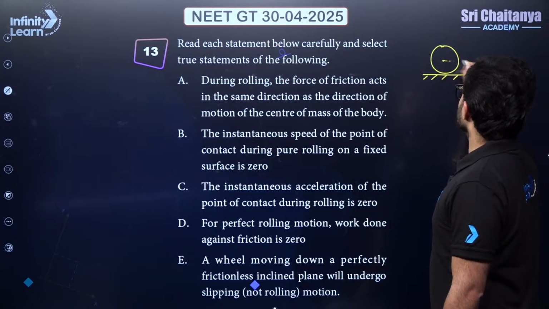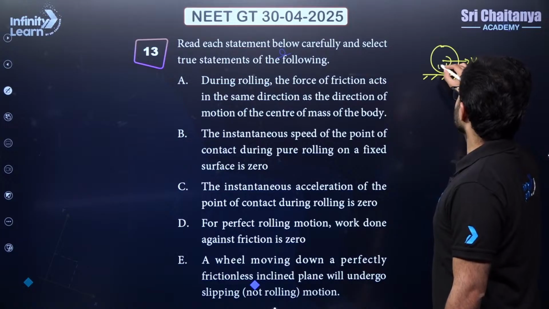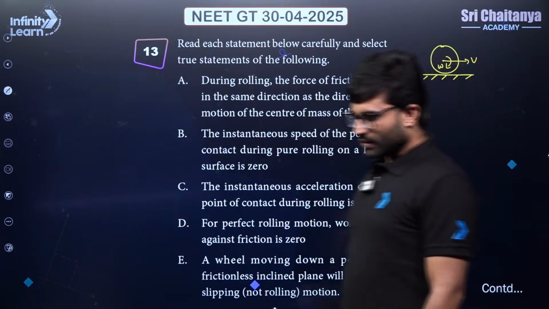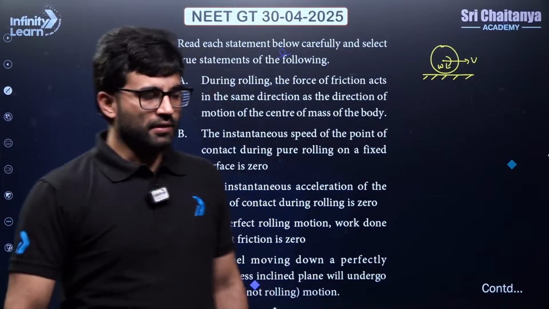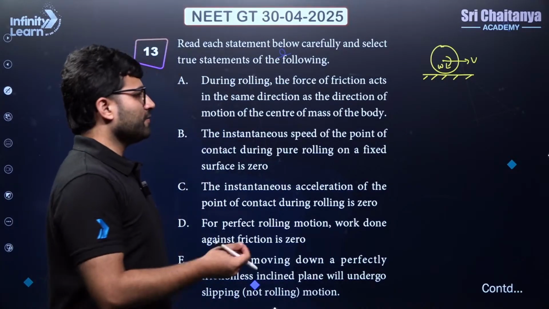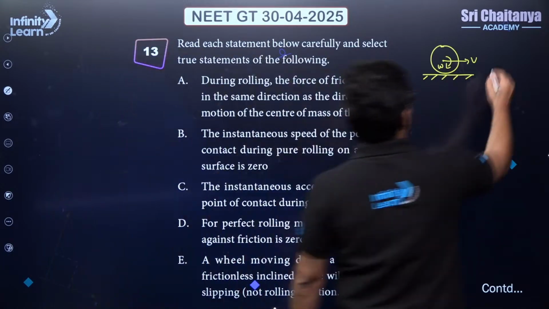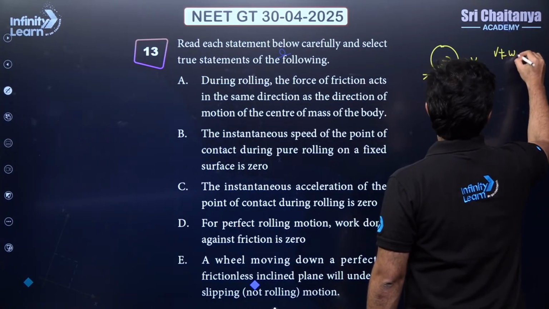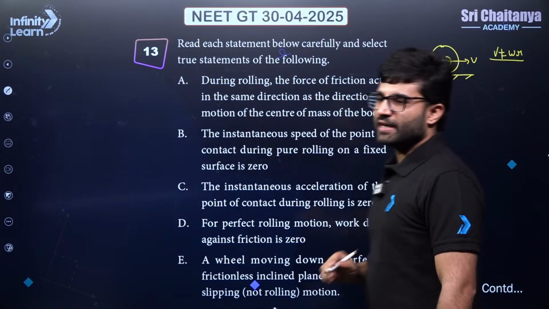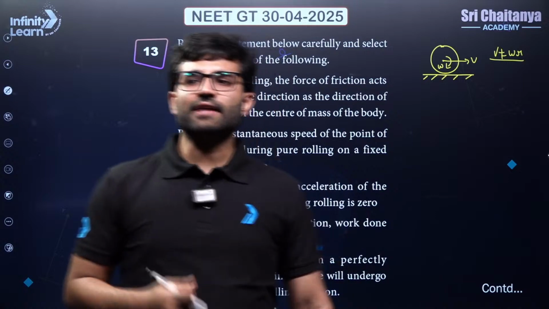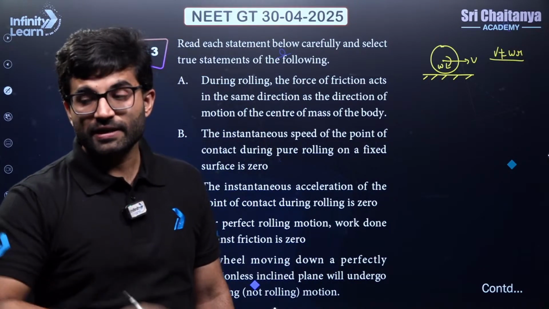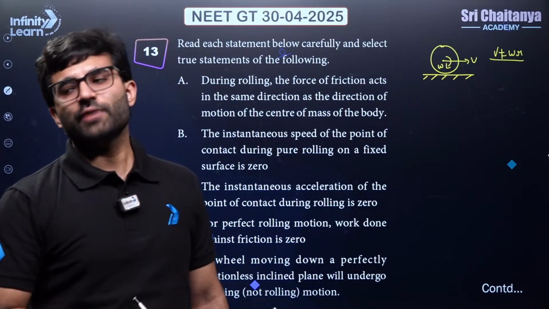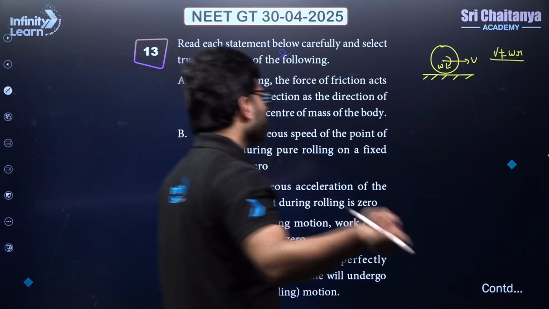Not pure rolling. Let's say this is the velocity and this is omega. It is not necessary, by the way. So if V is not equal to omega r, then friction acts, and friction will act in such a way that it tries to make V equal to omega into r. So I'll give you an example.